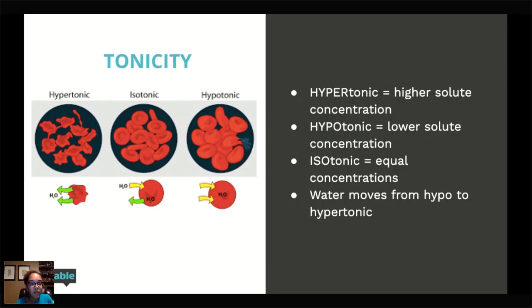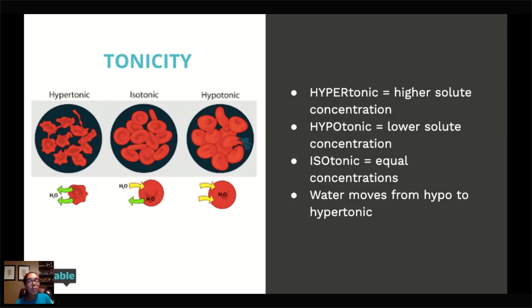So if a cell, for example, which is what you're seeing here in the picture, is placed into a hypertonic solution, that means there's more solutes in the solution. As we said, water always goes from hypo to hyper. So that means that the cell is hypotonic to the solution. Everything has to be in reference to something else. You can't just have a hypertonic solution. It has to be hypertonic in comparison to something else, because it means more solutes. You can't have more if you don't have a point of comparison, right?